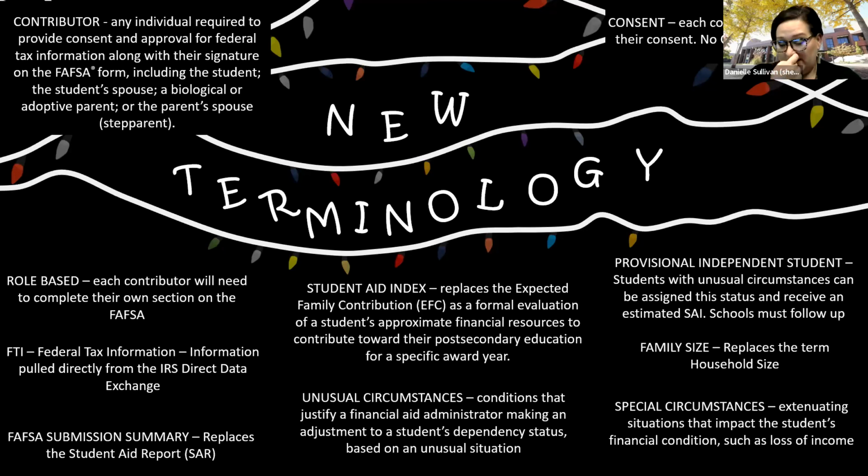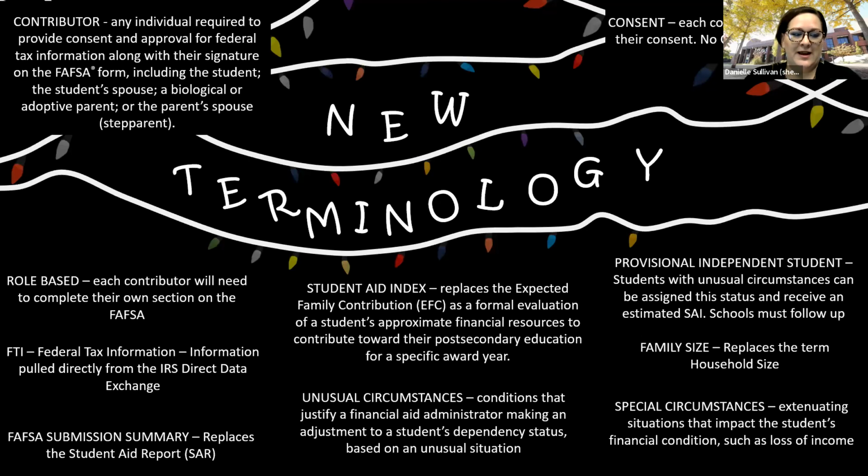Provisional independent student is a new term as well, and this is for students who have unusual circumstances who may not be able to provide their parents' information on the FAFSA. It actually allows them to submit the FAFSA, and it doesn't go into that rejected status. They receive an estimated student aid index, and then schools are required to follow up. And again, we'll have a section on this to talk about what that looks like and show you some cool screenshots too. FTI is new.